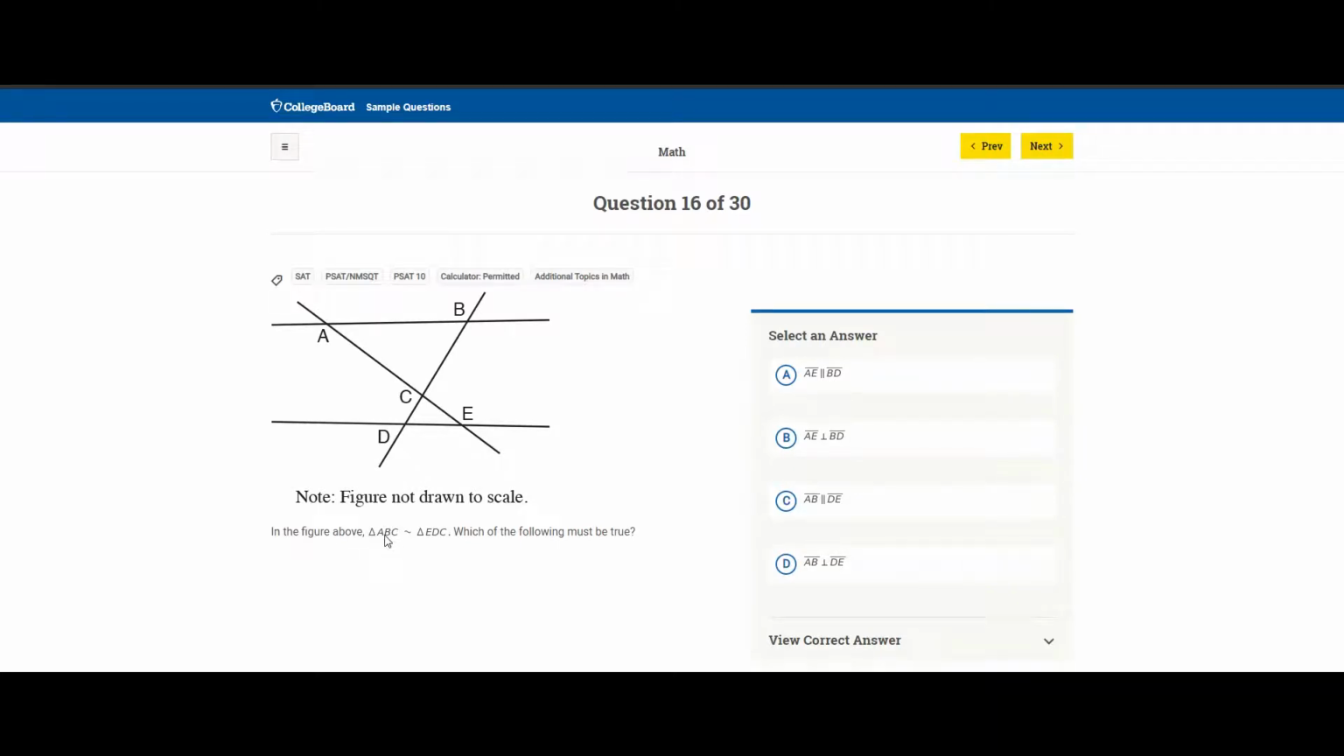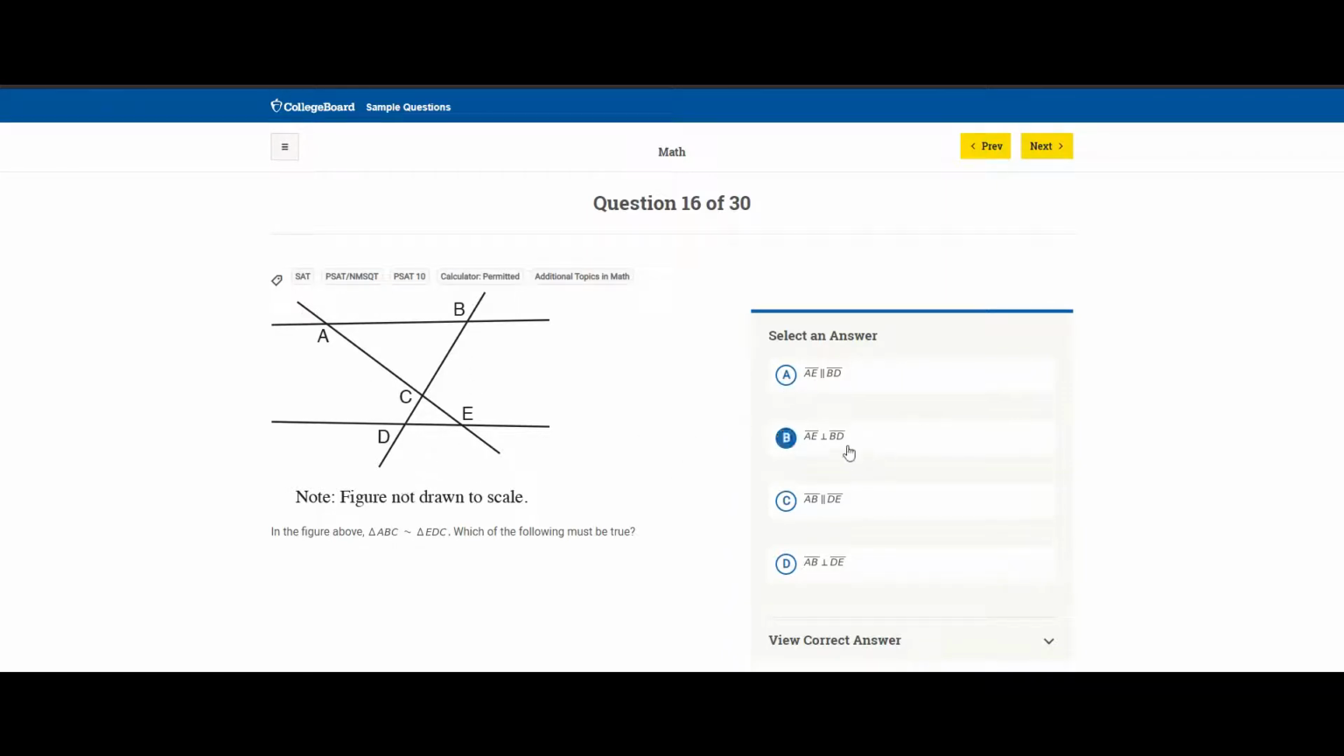Okay. In the figure above, ABC is congruent to EDC. Oh, this is a geometry question. Oh, what fun. I'm actually taking a college geometry class this semester. So this is going to be a great question for me. So let's see. Which of the following must be true?